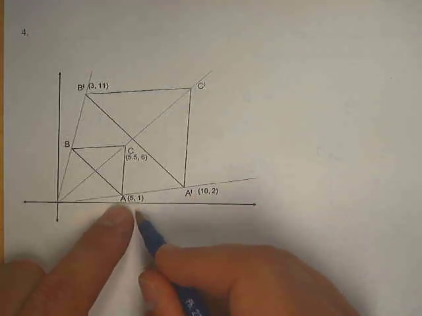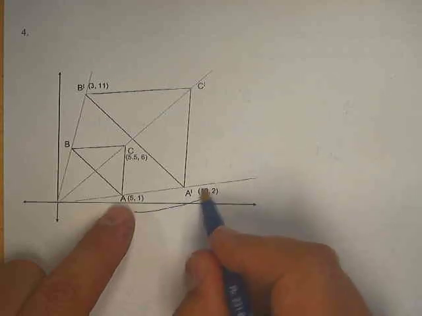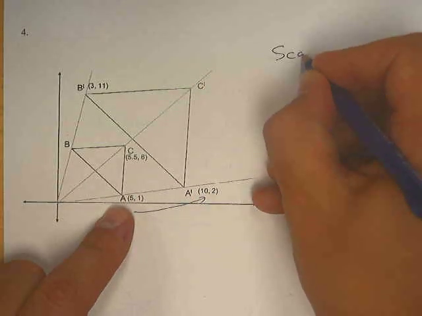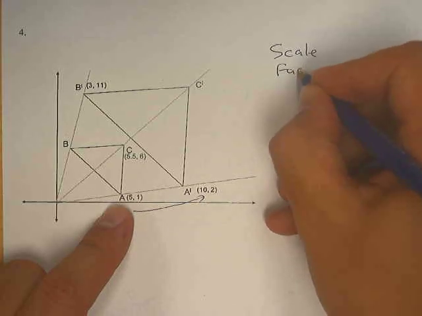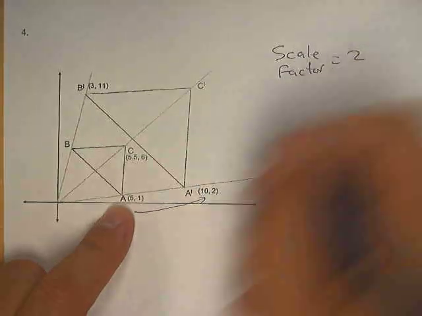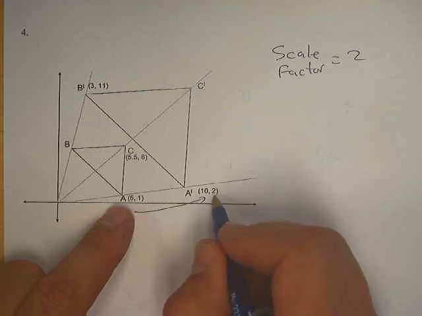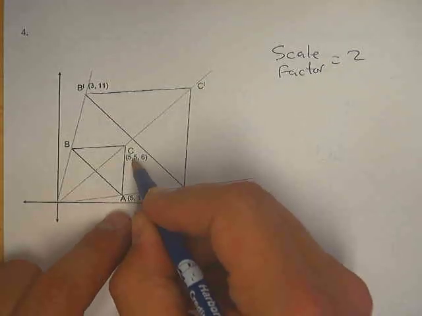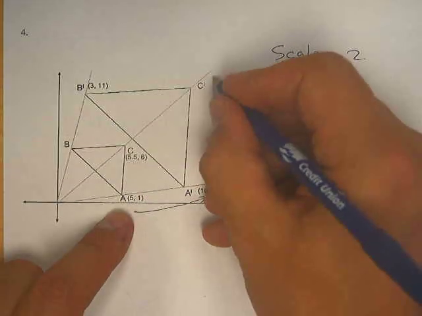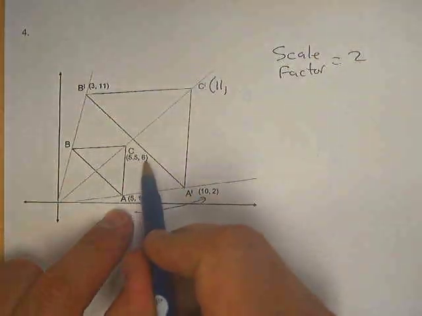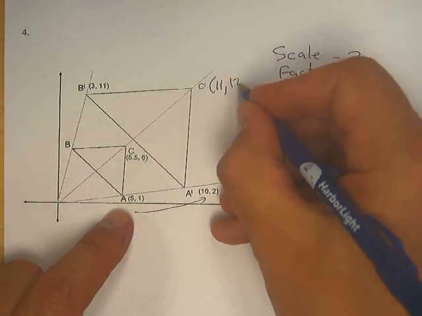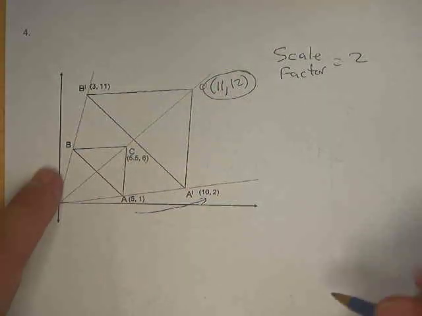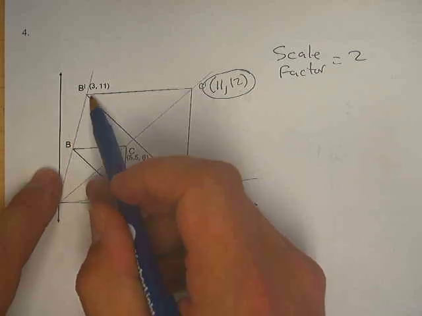So, I'm looking at going from A to A prime. I'm going from 5 to 10. That's one I know in my head. I'm doubling it, so the scale factor is 2, because I'm making it twice as big. So to get these other points, I take 5.5 times 2, which is 11, and 6 times 2, which is 12. So 11, 12 is the new point for C prime.